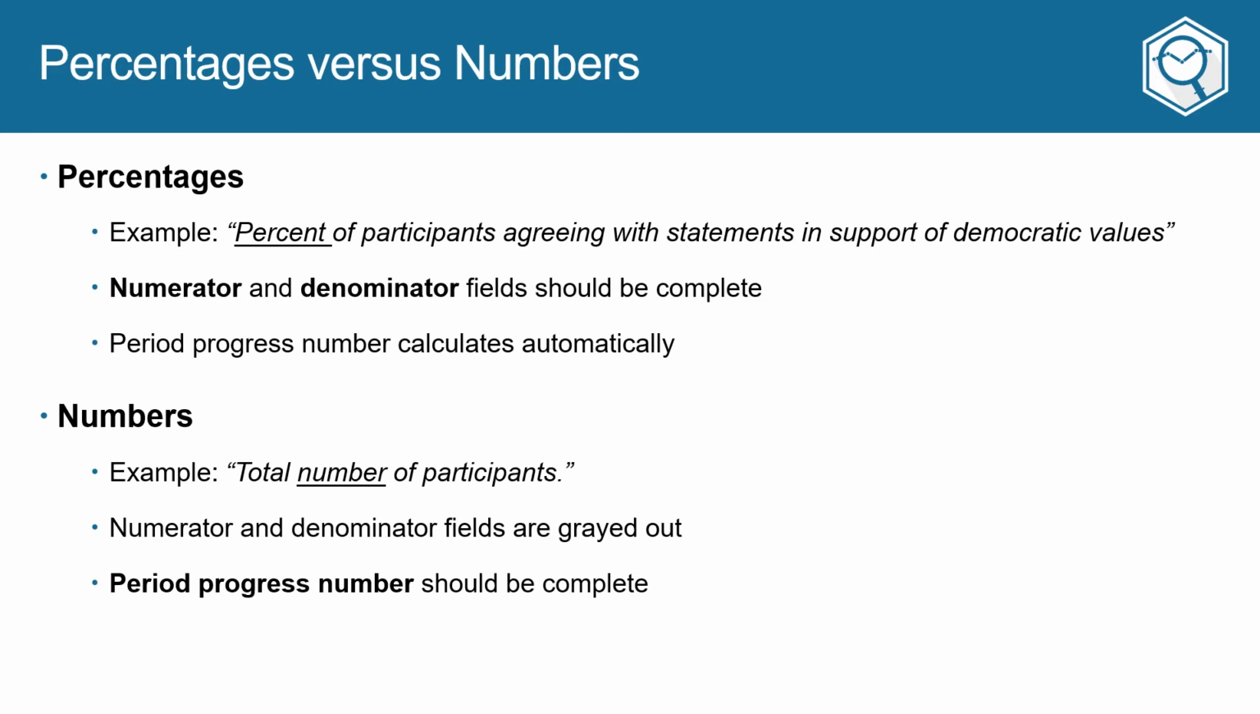What you should look for as part of your review varies slightly depending on whether the indicator is a number or a percentage. When reviewing percentages, you'll want to look at the numerator and denominator fields. The period progress number calculates automatically once these are entered, so all you have to look for is numerator and denominator. When reviewing numbers, you'll just need to look at the period progress number. In fact, you'll see that the numerator and denominator fields are grayed out. Nothing can be entered there.